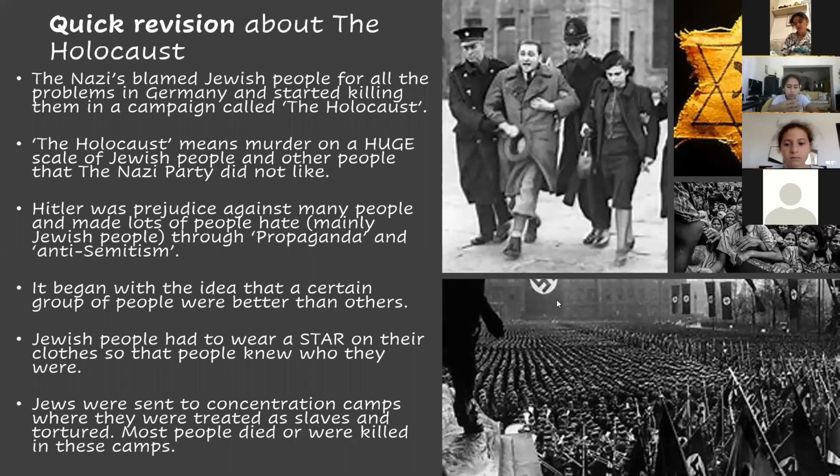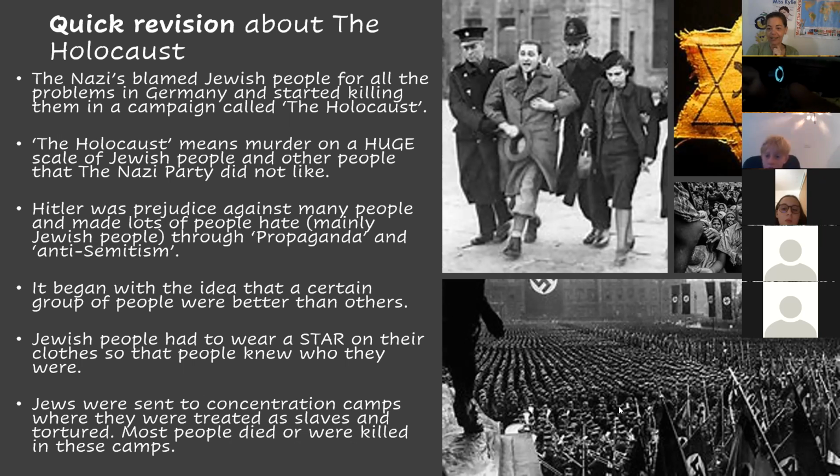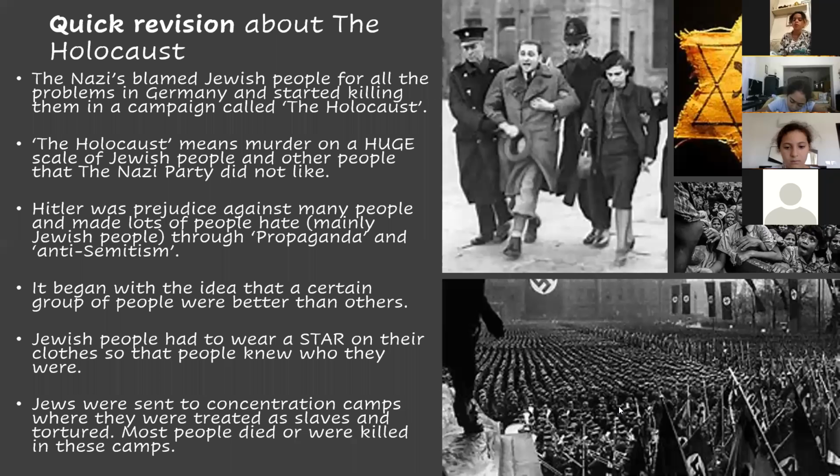I think Semitism means hostage, like they're held hostage against Jewish people. Yeah, so basically everything that happened against the Jewish people was called anti-Semitism. So the Holocaust began with the idea that a certain group of people were better than others. Remember the horrible looking banana and the nice looking banana. Everyone in the Nazi party liked the nice looking banana against the horrible looking banana.